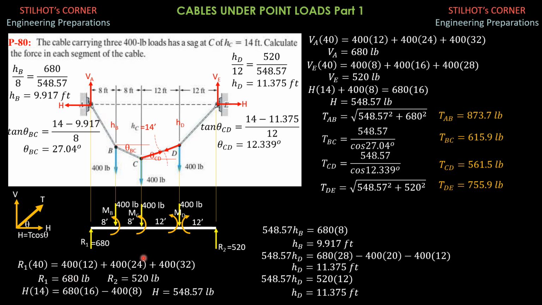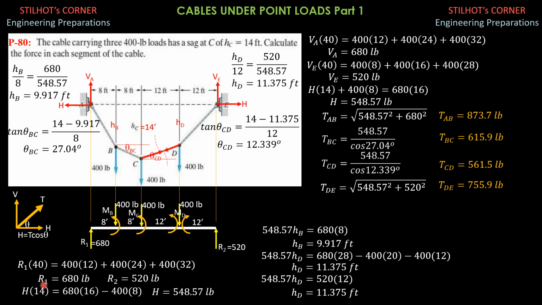Likewise, if you sum up moments about 1 equals 0, you'll get R2 equals 520 pounds. So R2 times 40 equals 400 times 8 plus 400 times 16 plus 400 times 28. You'll get 520. So this is the general cable theorem: the product of the horizontal component of tension and the distance of the point on the cable to the imaginary chord, in this case because it is HC that is known at the start, given.